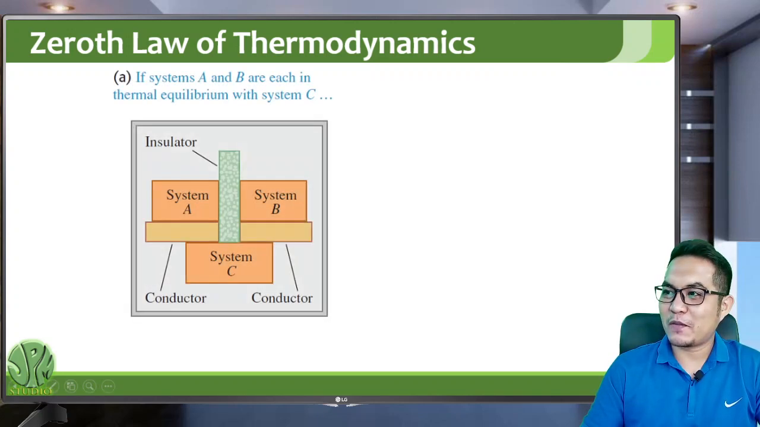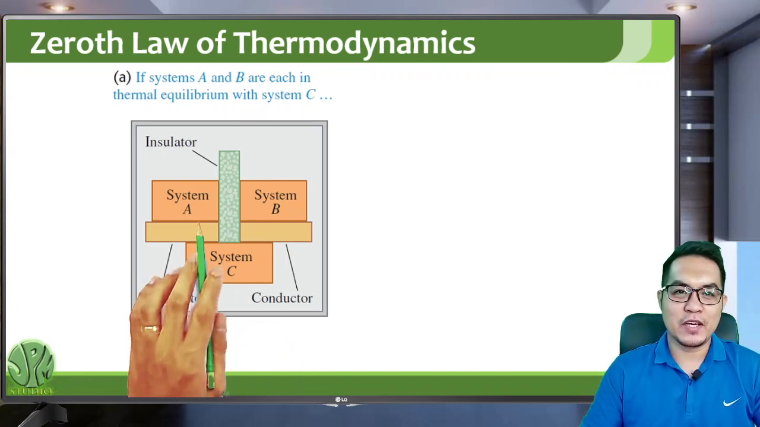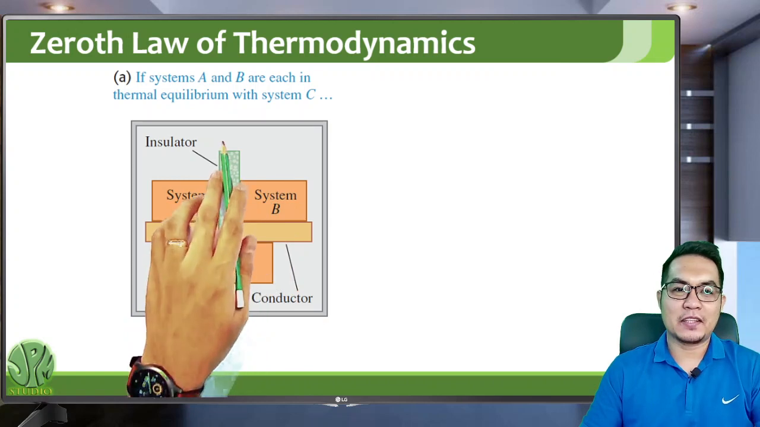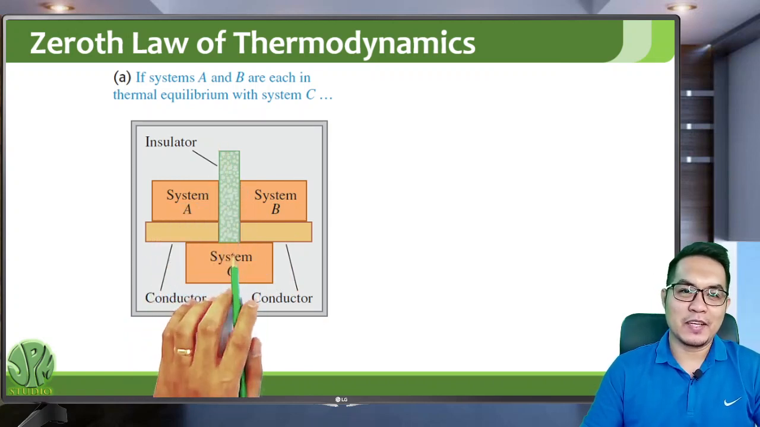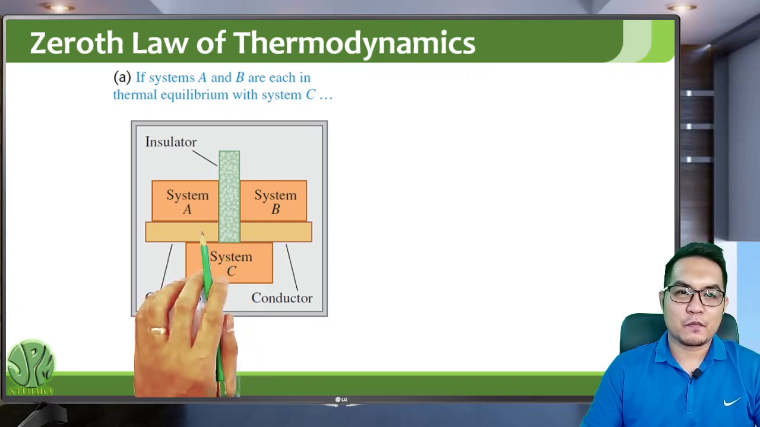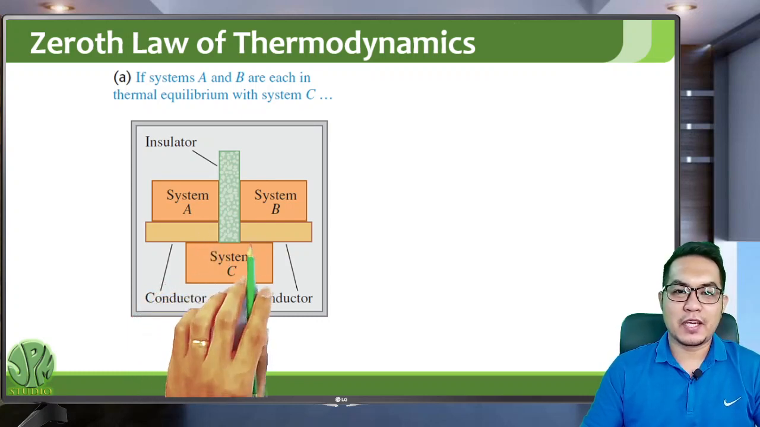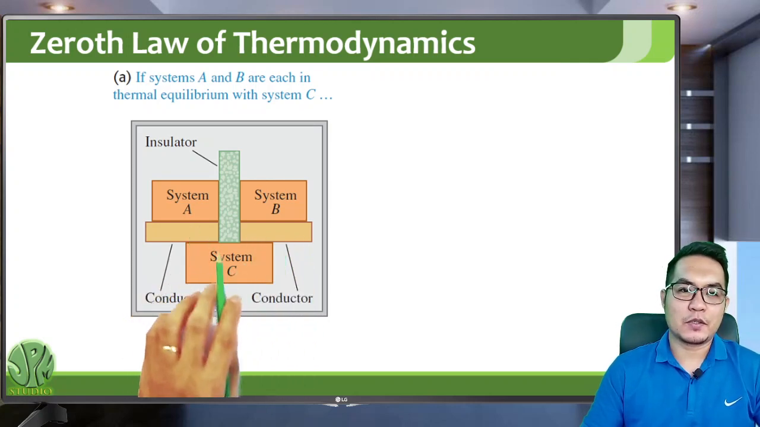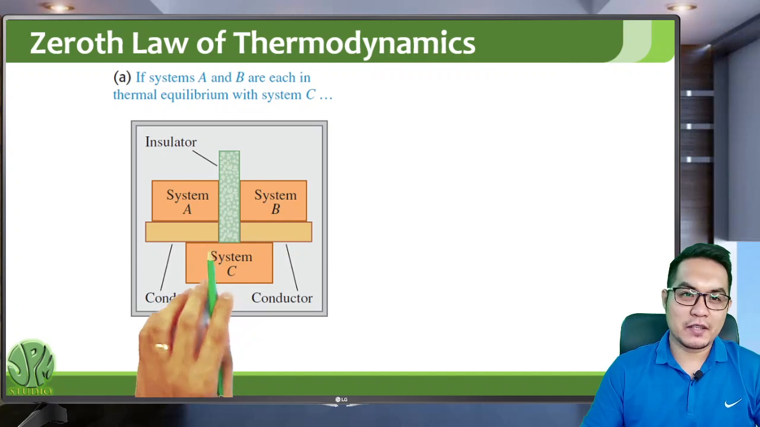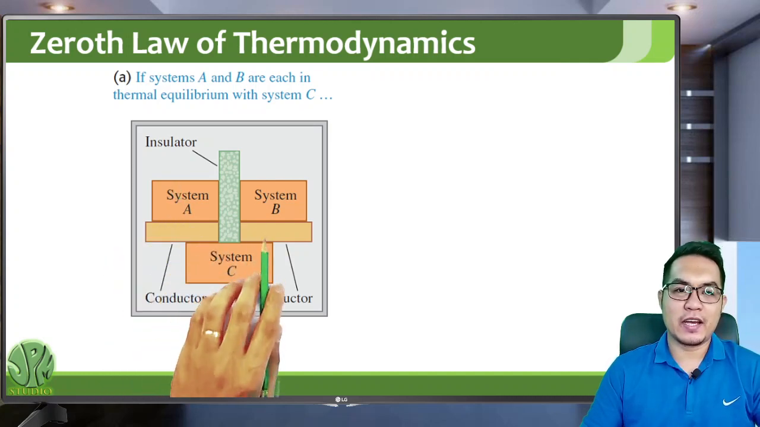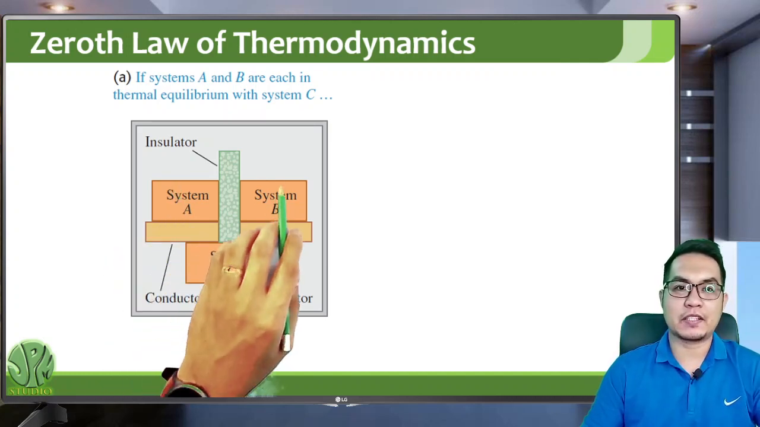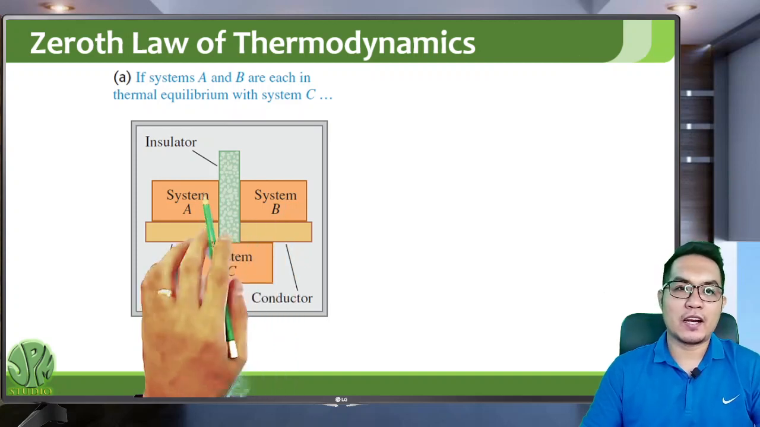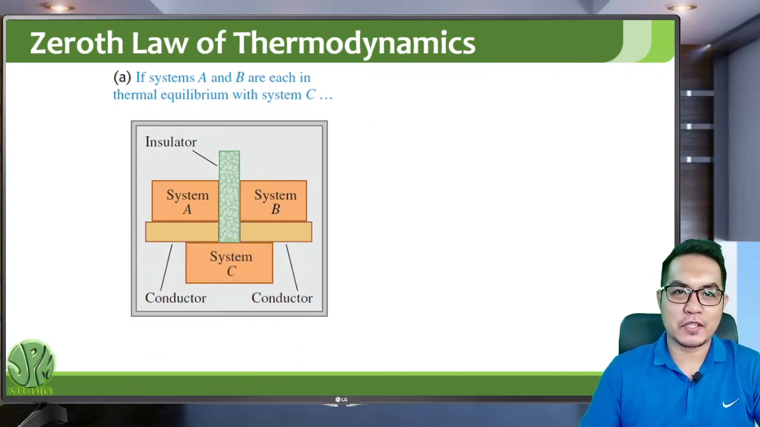The zeroth law of thermodynamics is all about thermal equilibrium. In this system, you have system A and system B, and they are separated by a heat insulator. And you have system C, which is separated from them by a heat conductor. So C exchanges heat with system A, and C also exchanges heat with system B, but A and B are thermally isolated from each other.